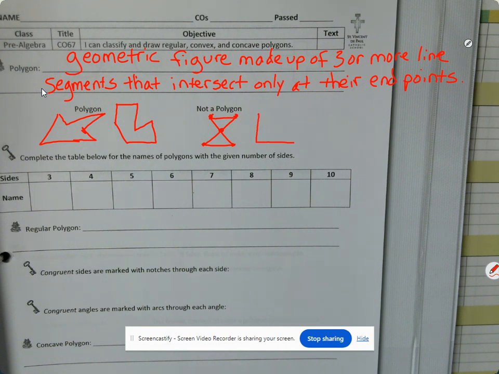Another example of not a polygon. Why is that not a polygon? It has a curved line. It's not all segments. It's not connected. It doesn't intersect at the endpoints. So if it is open in any place, it is not a polygon. They have to intersect at all their endpoints. I have an endpoint here and an endpoint here where they don't intersect.